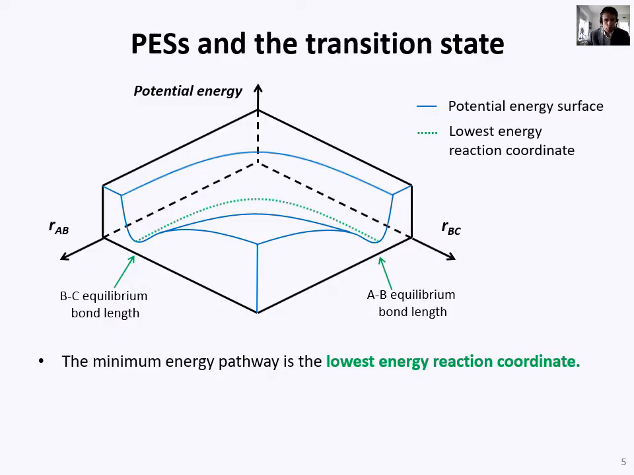And so we can draw a line which takes us the lowest energy pathway through here, and this line, which I've given in green dotted line here, is representing that lowest energy reaction coordinate. And so, if you remember your reaction coordinate diagrams, this is that line, okay?